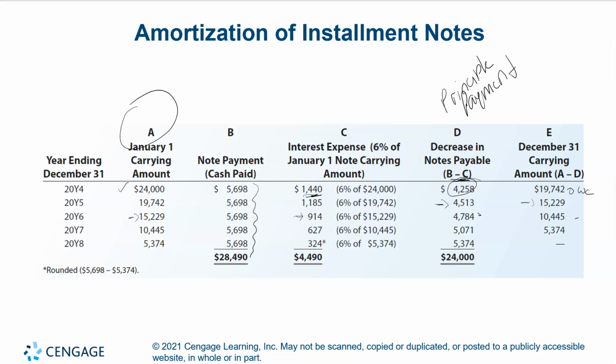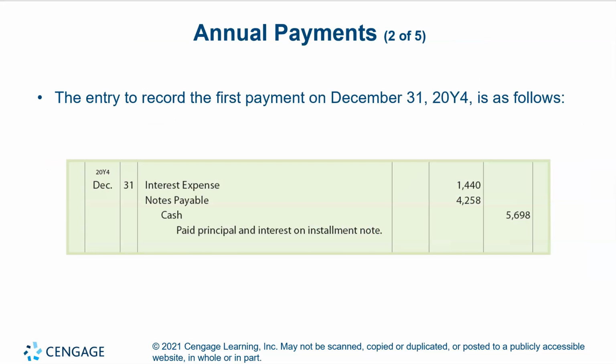This is why financial advisors tell you if you pay extra payments towards your house, you'll pay it off even faster, because you're paying less interest over time and you're able to make more of a payment towards principal. So this is called an installment note.